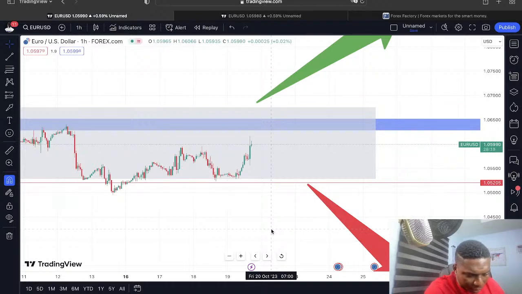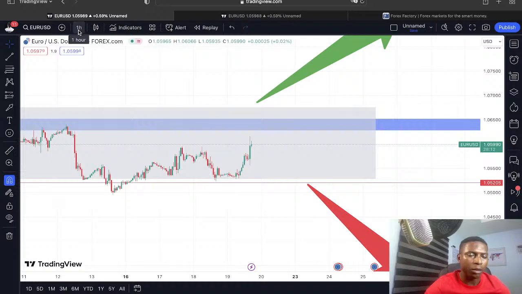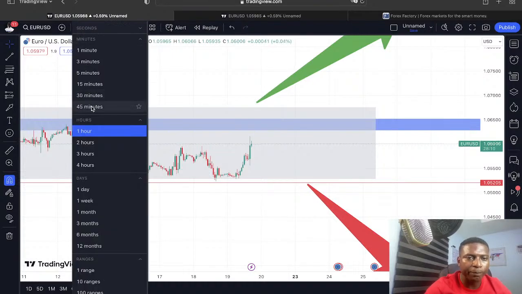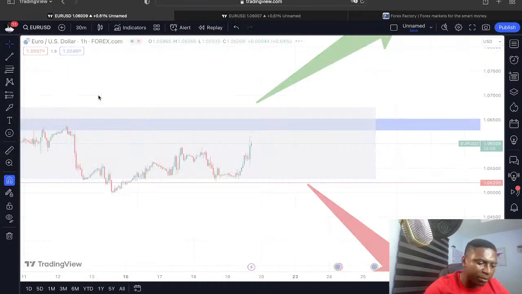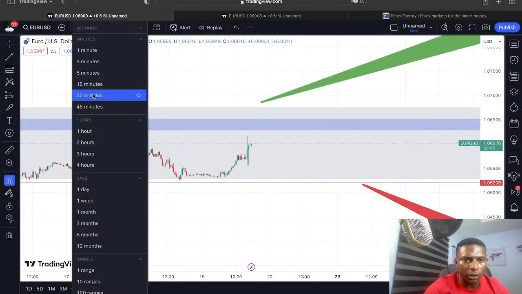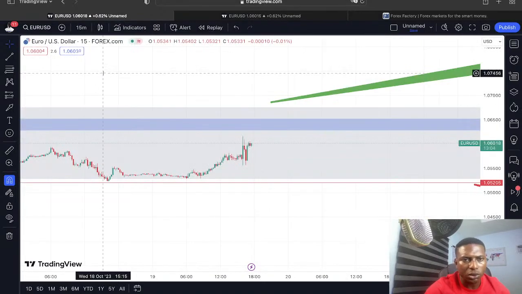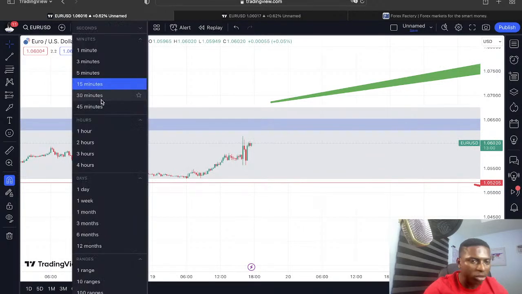Intraday, which time frame to trade? Yeah, for intraday traders, you can use the 1 hour time frame, the 4 hours time frame, the 30 minutes time frame. You can always use that. Of course, you use it to get to know what is currently going on in the market.